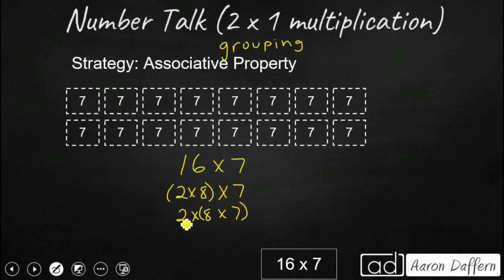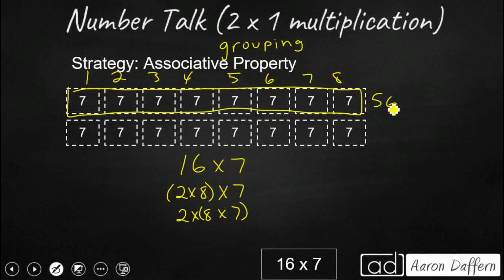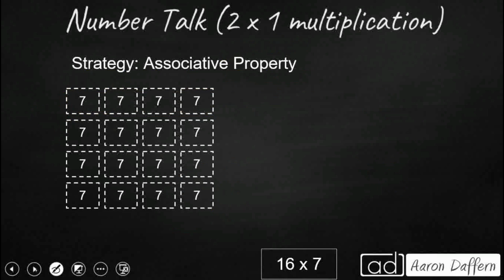So now I've got two groups of 8 groups of 7. So here we go. I've got 1, 2, 3, 4, 5, 6, 7, 8. So here's my 8 groups of 7 right here. 8 groups of 7, that's 56. And then I ended up having 2 of those groups. That's that right there. 2 groups of my 8 groups of 7. That's 56 and 56. We've already done that. That's 112.